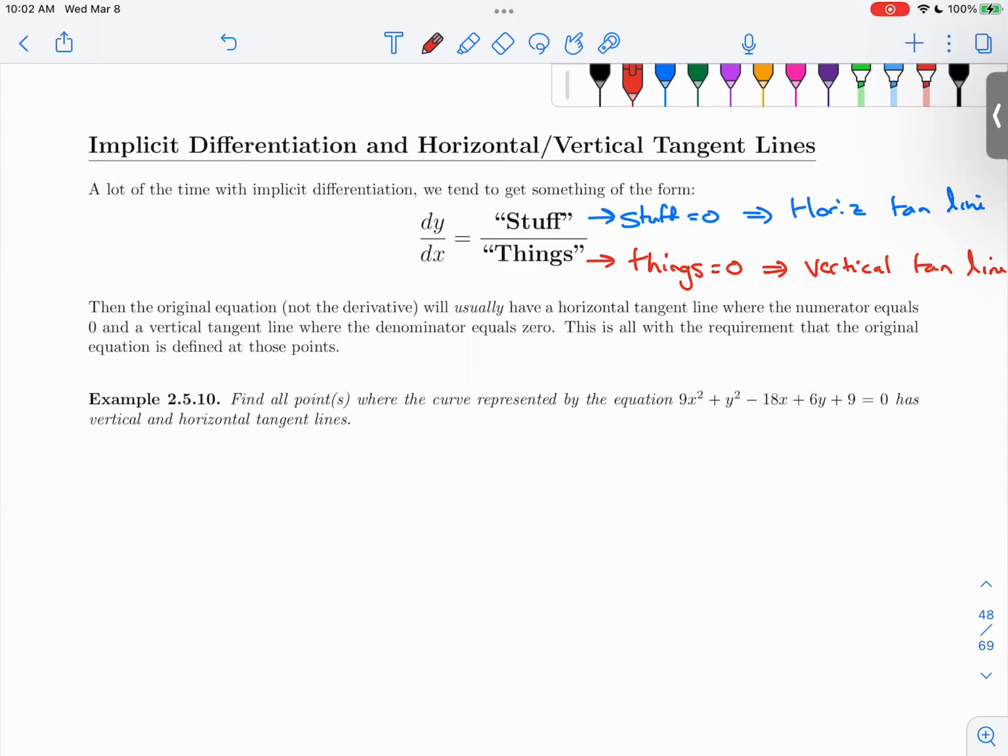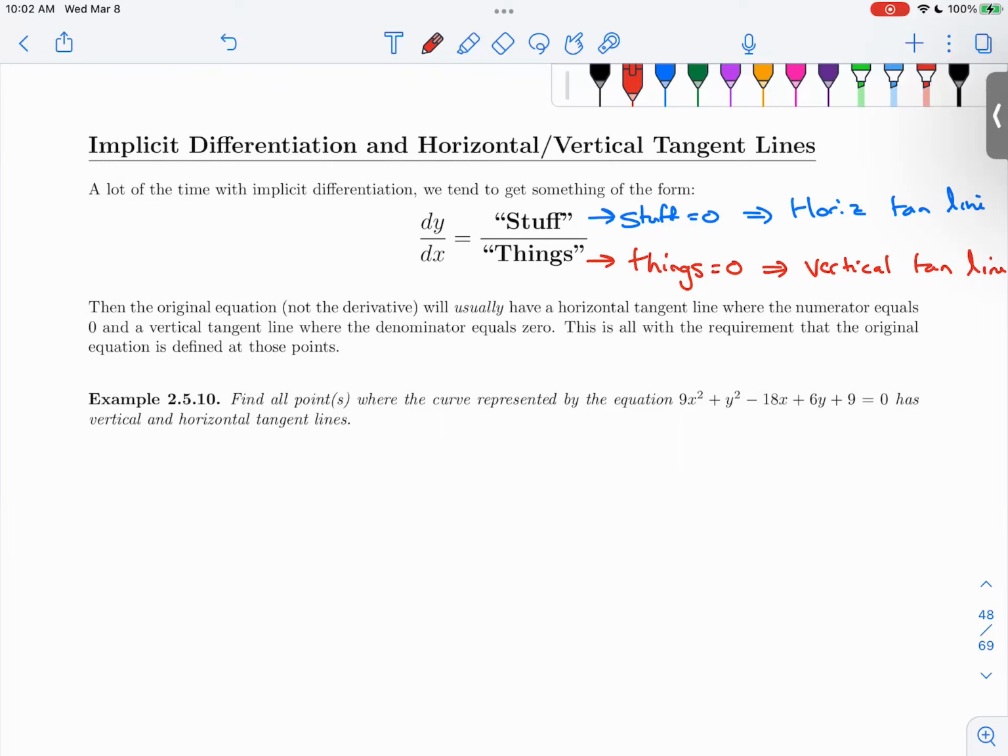Now, just in case there's a secret math UNLV teacher out there trying to say, aha, I caught you. This works probably 9 times out of 10 or 99 times out of 100. If it ends up being 0 over 0, where it's an answer to both of them at the same time, that's when you have something weird going on and you need to look at it further. But for the most part, if you let the numerator equal 0, you're going to find horizontal tangent lines. If you make the denominator equal 0, that's where you're going to find vertical tangent lines.